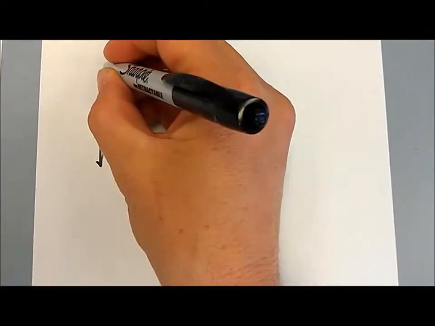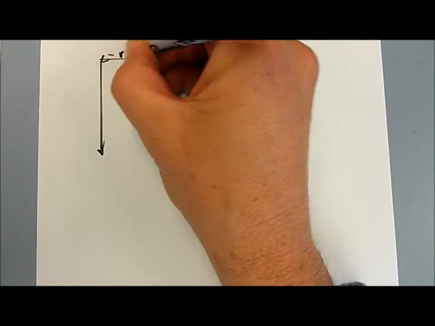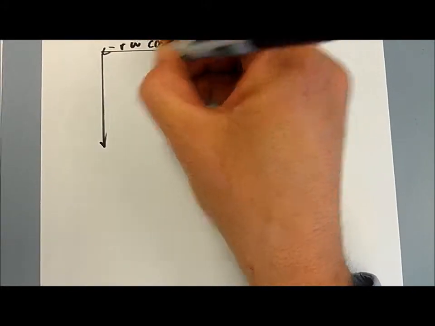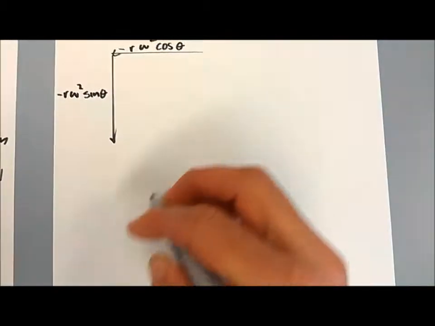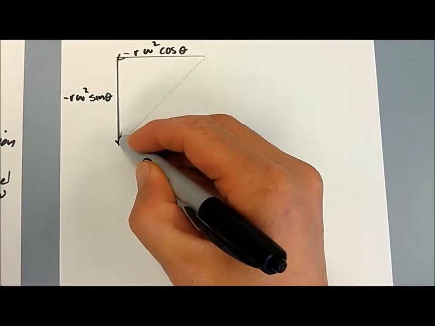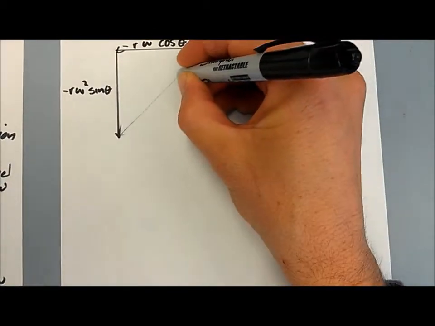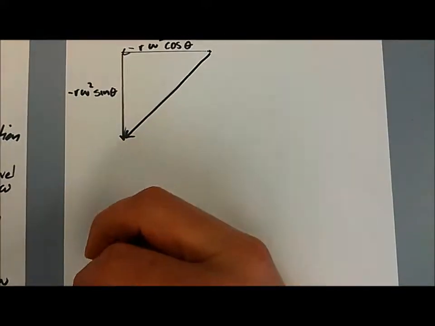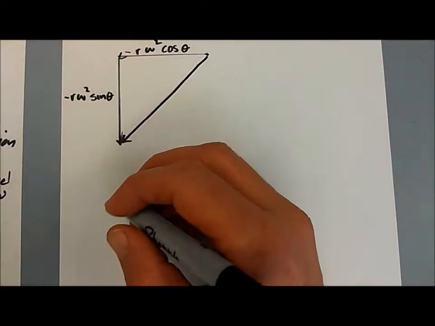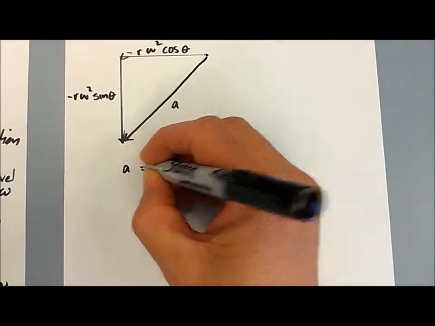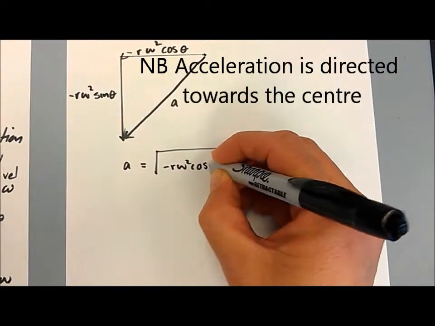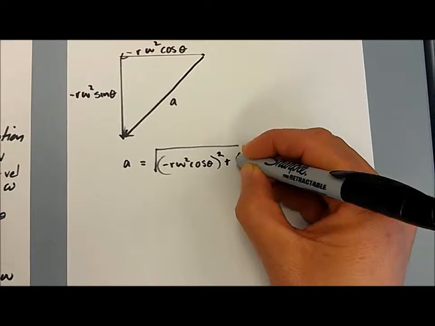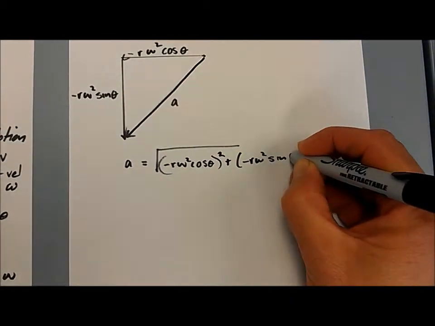What I want to do now is combine them to resolve the components. So I have my acceleration here as negative r omega squared cos theta, and in my y component, negative r omega squared sine theta. And I want to resolve them to get this acceleration here. Okay, and so by Pythagoras' theorem, my acceleration is going to be equal to the square root of (negative r omega squared cos theta) squared plus (negative r omega squared sine theta) squared.